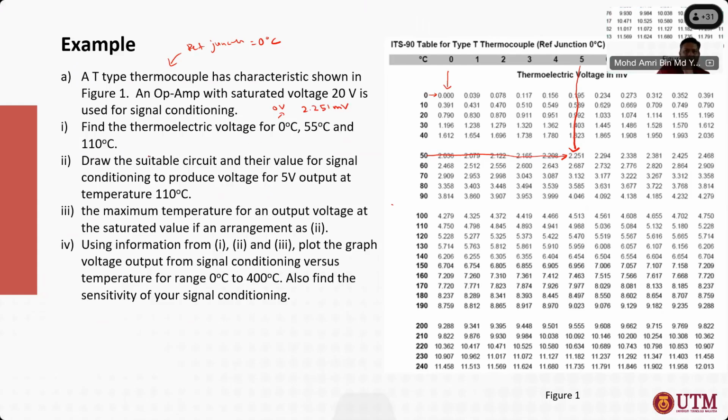And then what is the output at 110? Okay, 100. Can go here, 100 and here, or this 110 here, and 0 here. You put here 0, you get the answer 4.750 millivolt. Right.